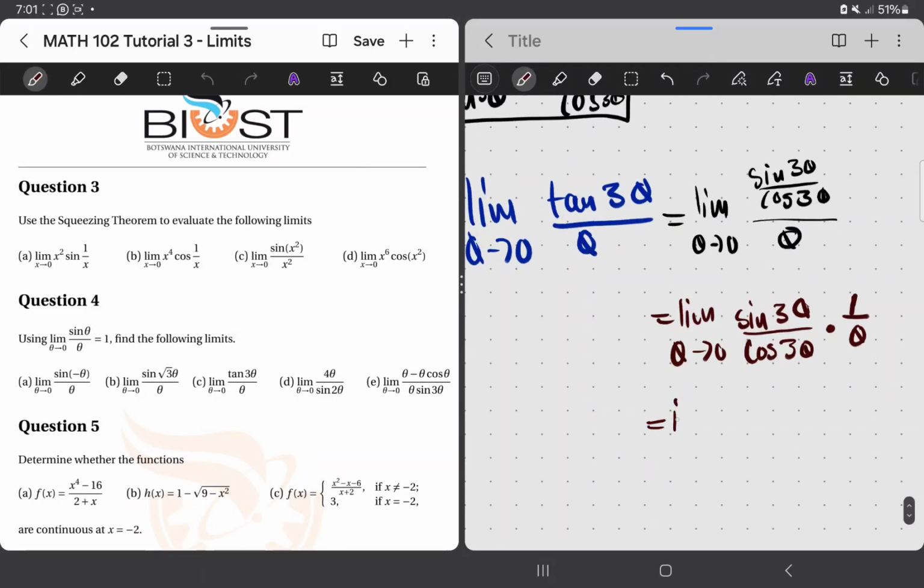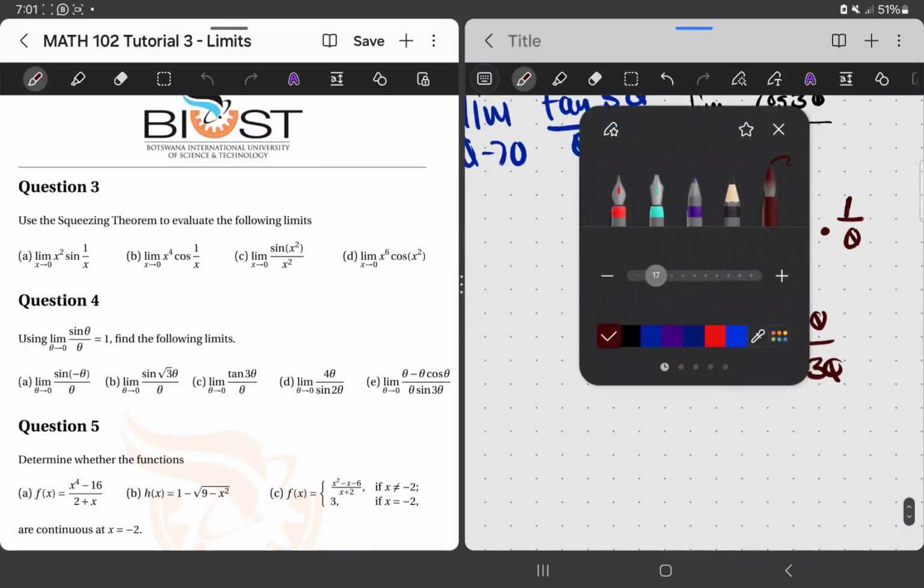This is going to be the limit as theta goes to 0 of, when two fractions are multiplying, the top multiplies and the bottom multiplies. Okay? So what are we going to end up having? We are going to end up having sine 3 theta times 1 is going to be sine 3 theta over cos 3 theta times theta is going to be theta cos 3 theta.